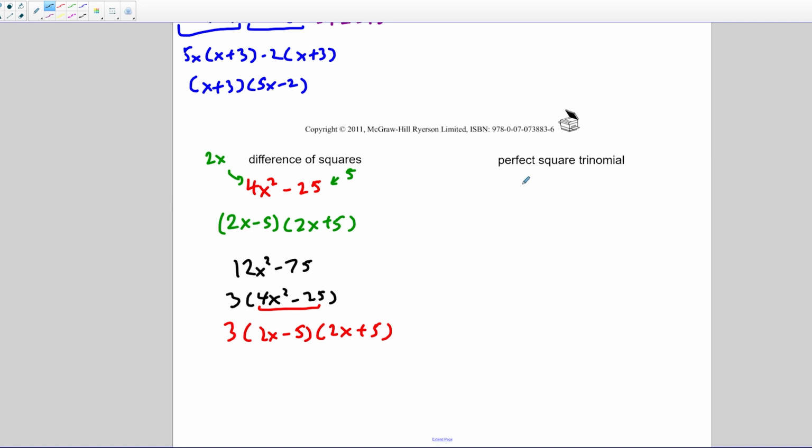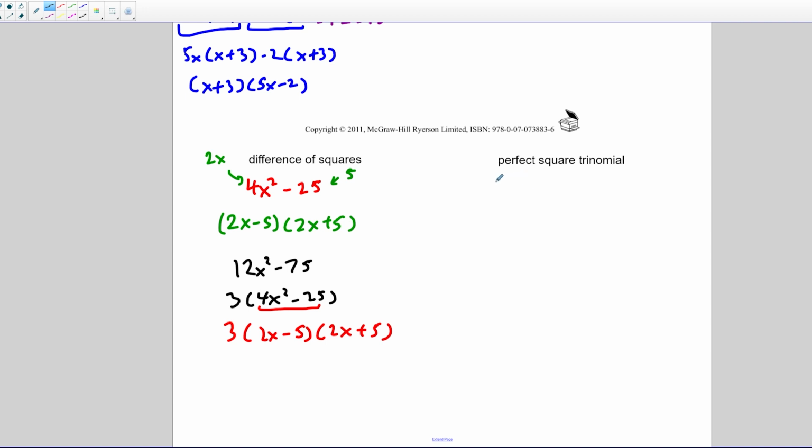So the last example of factoring review that we're going to do is a perfect square trinomial. So let's say, for example, we have a squared plus ab plus b squared. This ends up getting factored as (a plus b) squared. On the other hand, if we have a squared minus ab plus b squared, this gets factored out as (a minus b) squared.